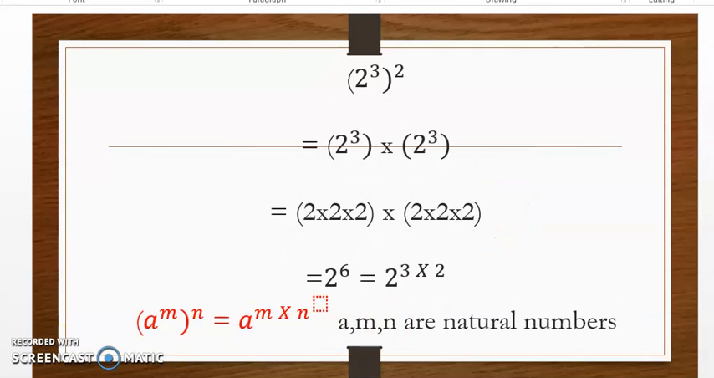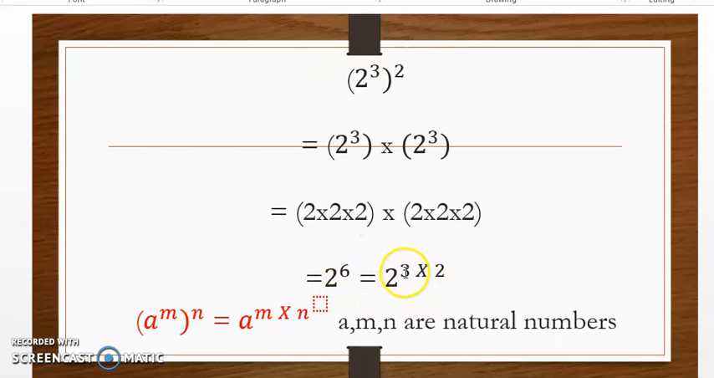Okay, now let us look at another property. So now let us look at 2 to the power 3 the whole power 2. This means we have to multiply 2 to the power 3 two times, and that is, see, a square is a into a. So here we have 2 to the power 3 square, that is 2 to the power 3 into 2 to the power 3. 2 to the power 3 is 2 into 2 into 2, again multiplied by 2 into 2 into 2. So we have a total of six 2s, so that is 2 to the power 6.